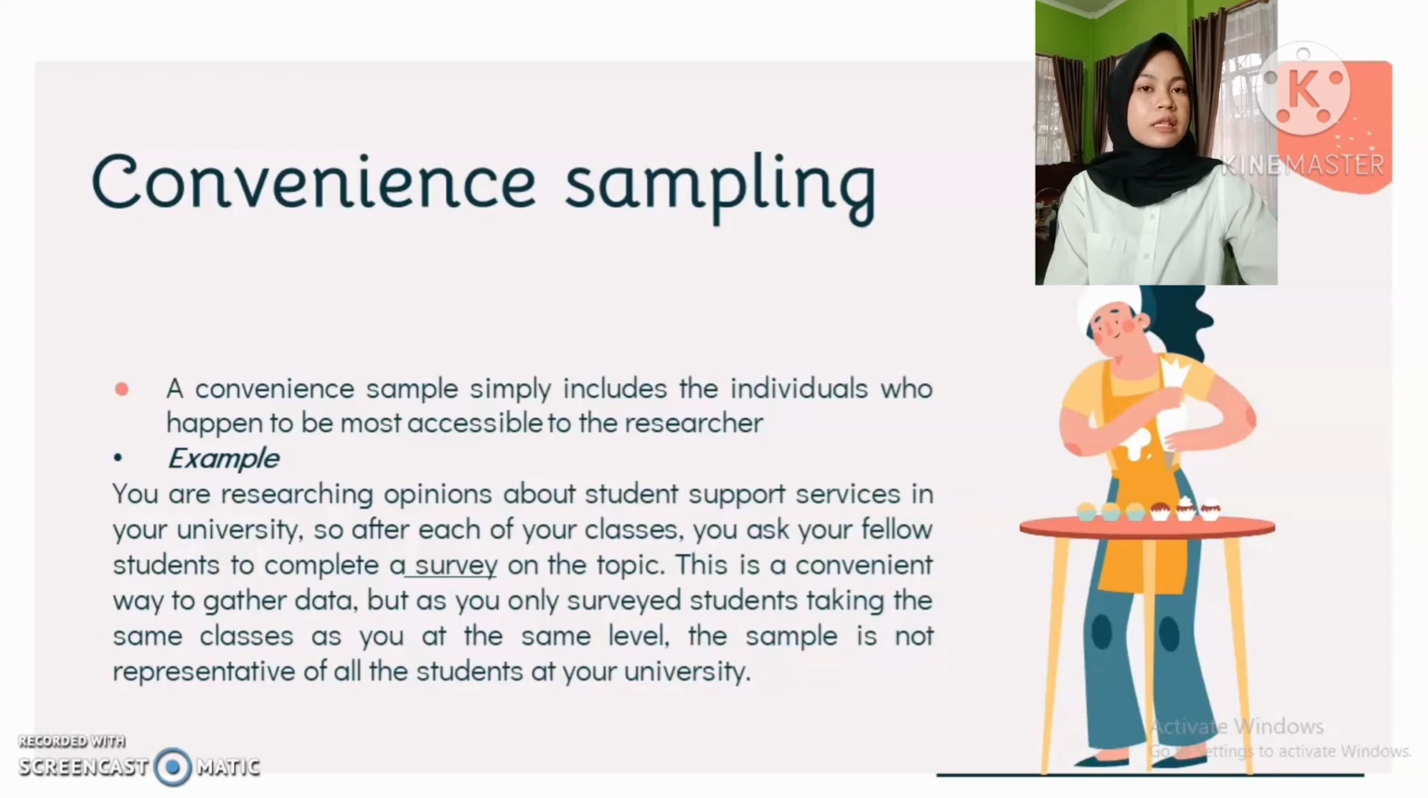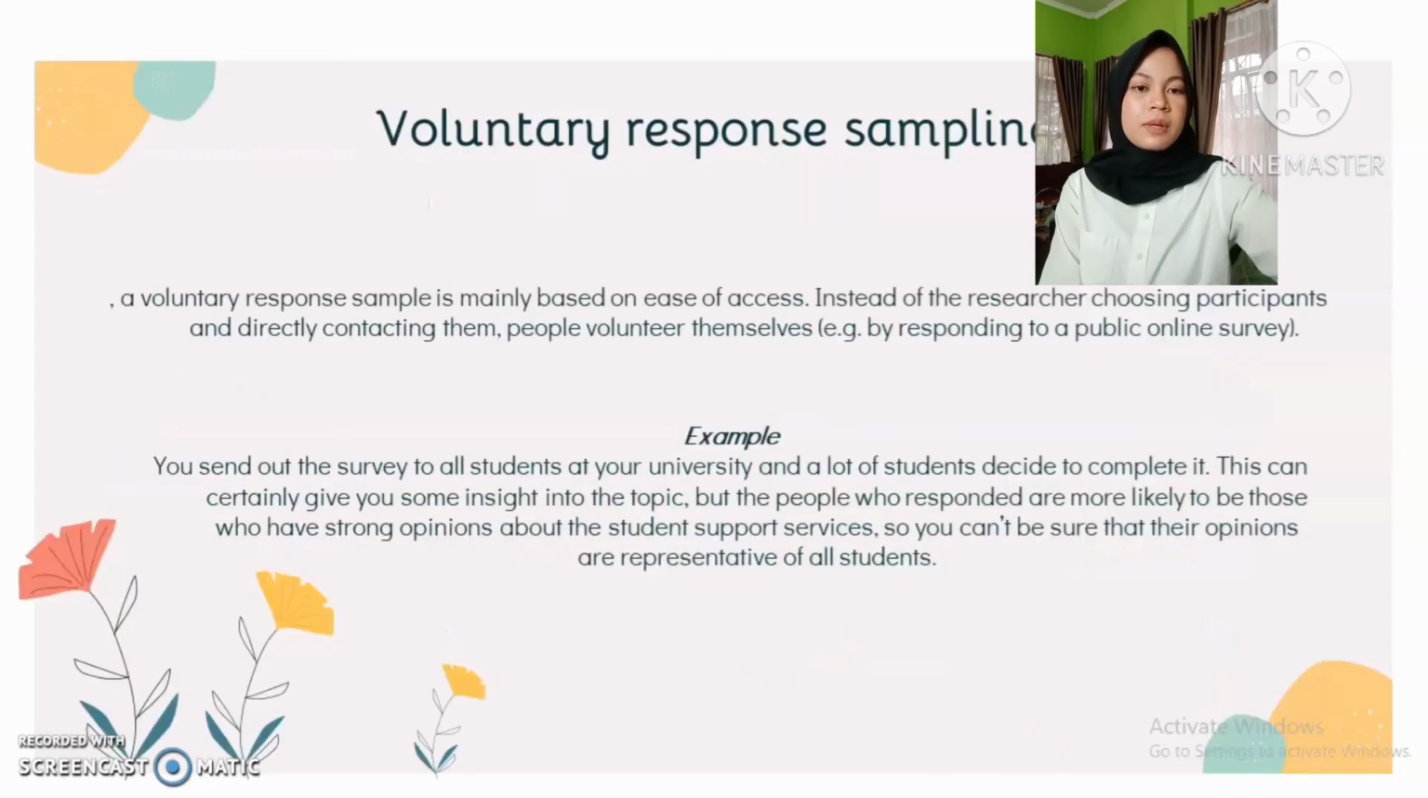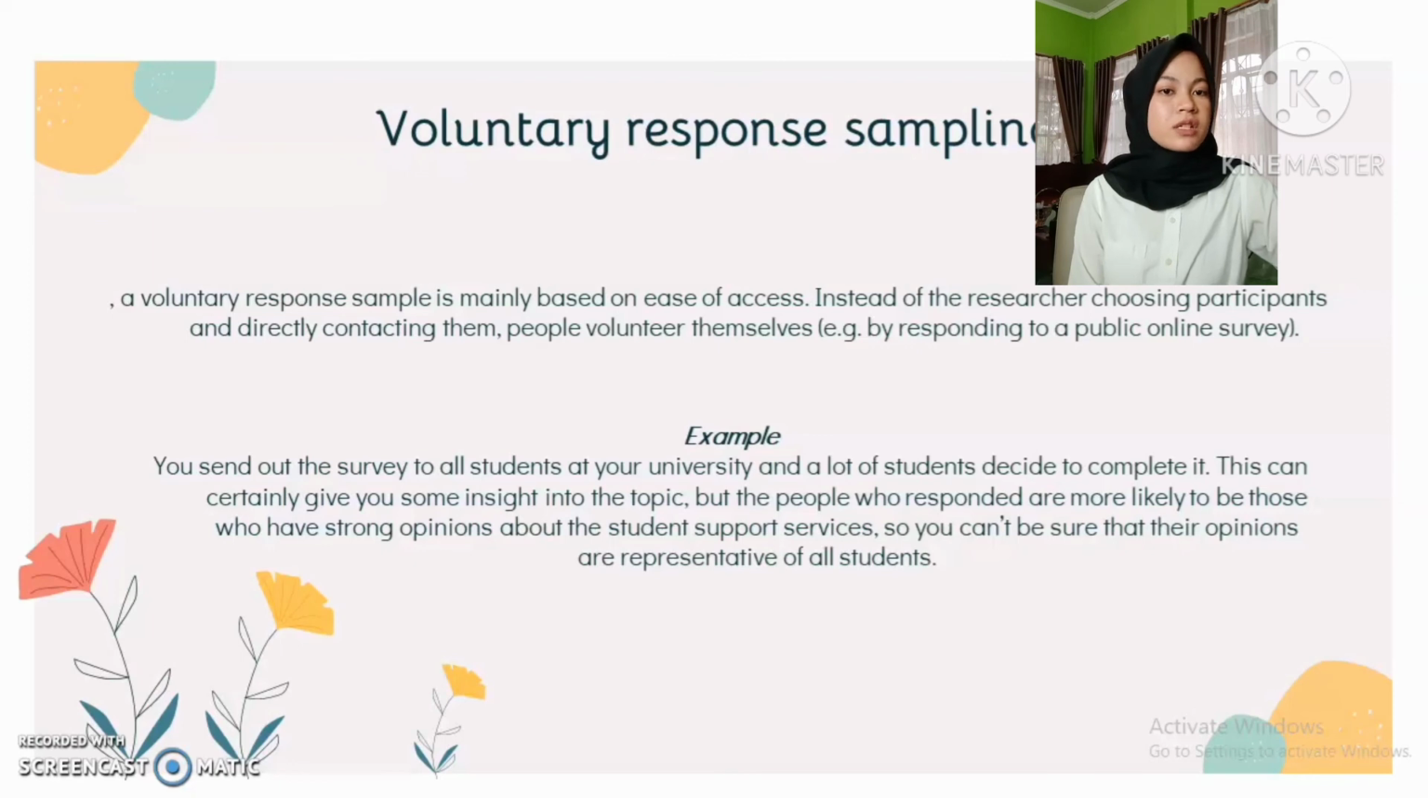Second is voluntary response sampling. Similar to a convenience sample, a voluntary response sample is mainly based on ease of access. Instead of the researcher choosing the participants and directly contacting them, people volunteer themselves, for example, by responding to a public online survey and so on.